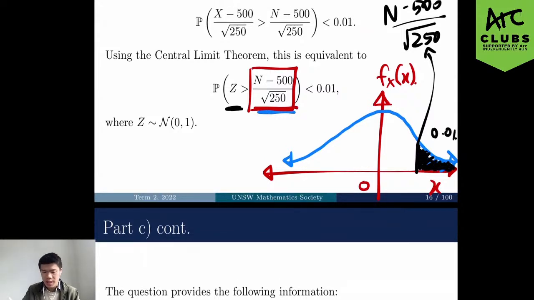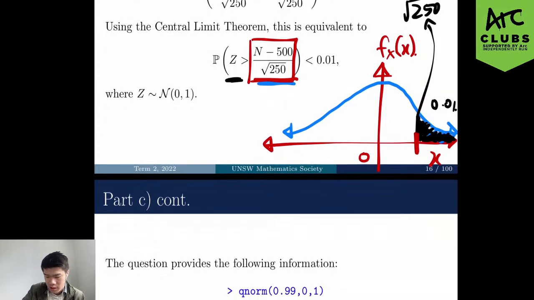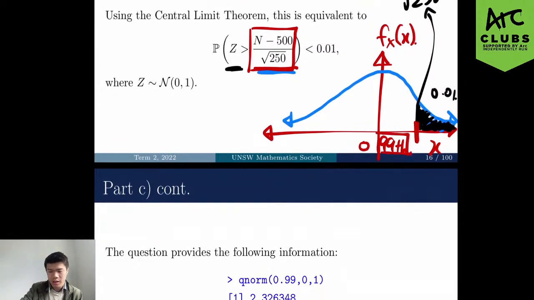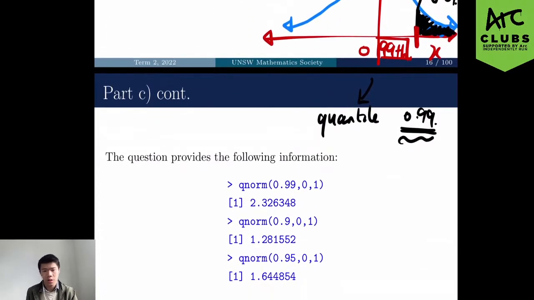Right? And there's actually a name for this number over here, this x value. It's called a quantile, right? The quantiles mark out certain points in the graph where the area above or below them is equal to a certain value. Specifically, this is called the 99th quantile. It's kind of like percentiles, like when you're talking about ranking people, right? If you're in the top 1%, you're at the 99th percentile. And that's actually the quantile at 0.99.